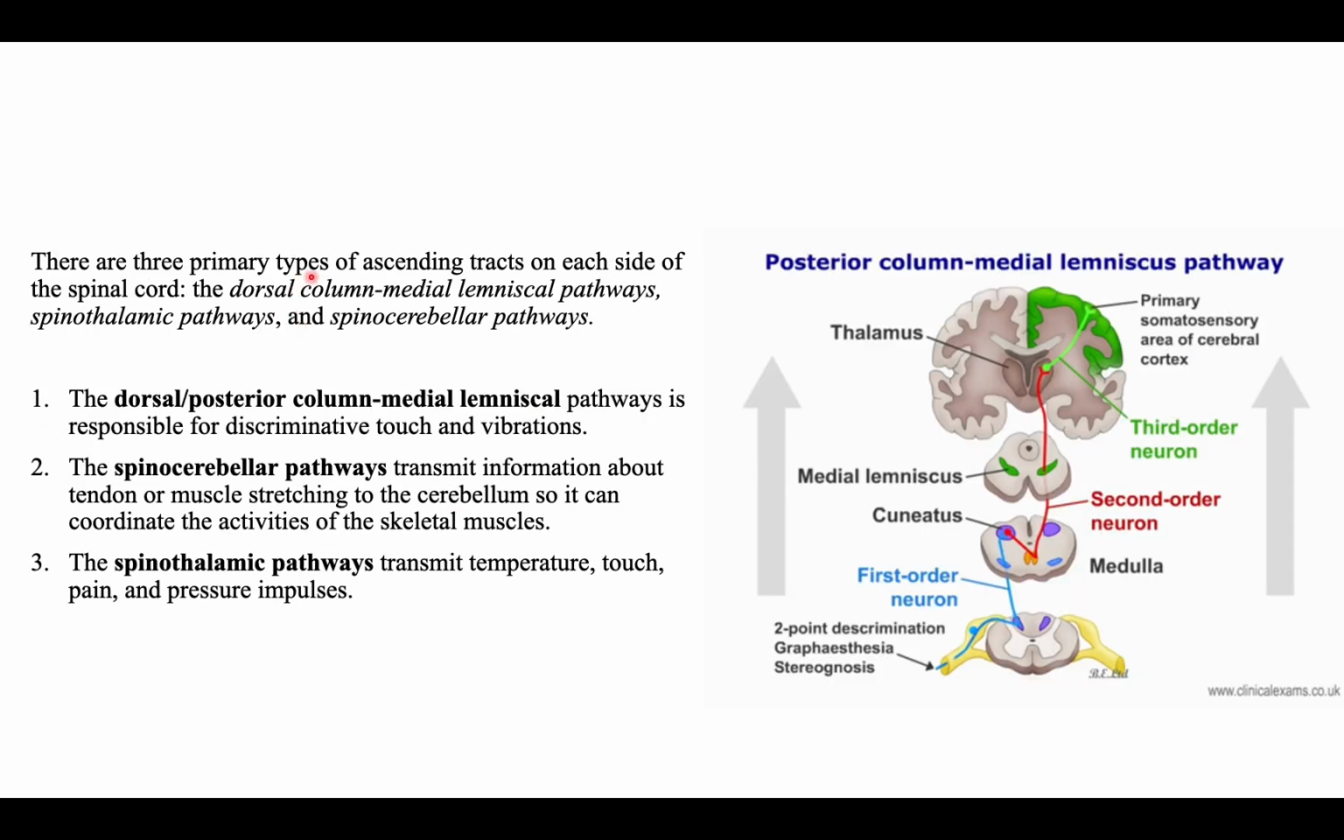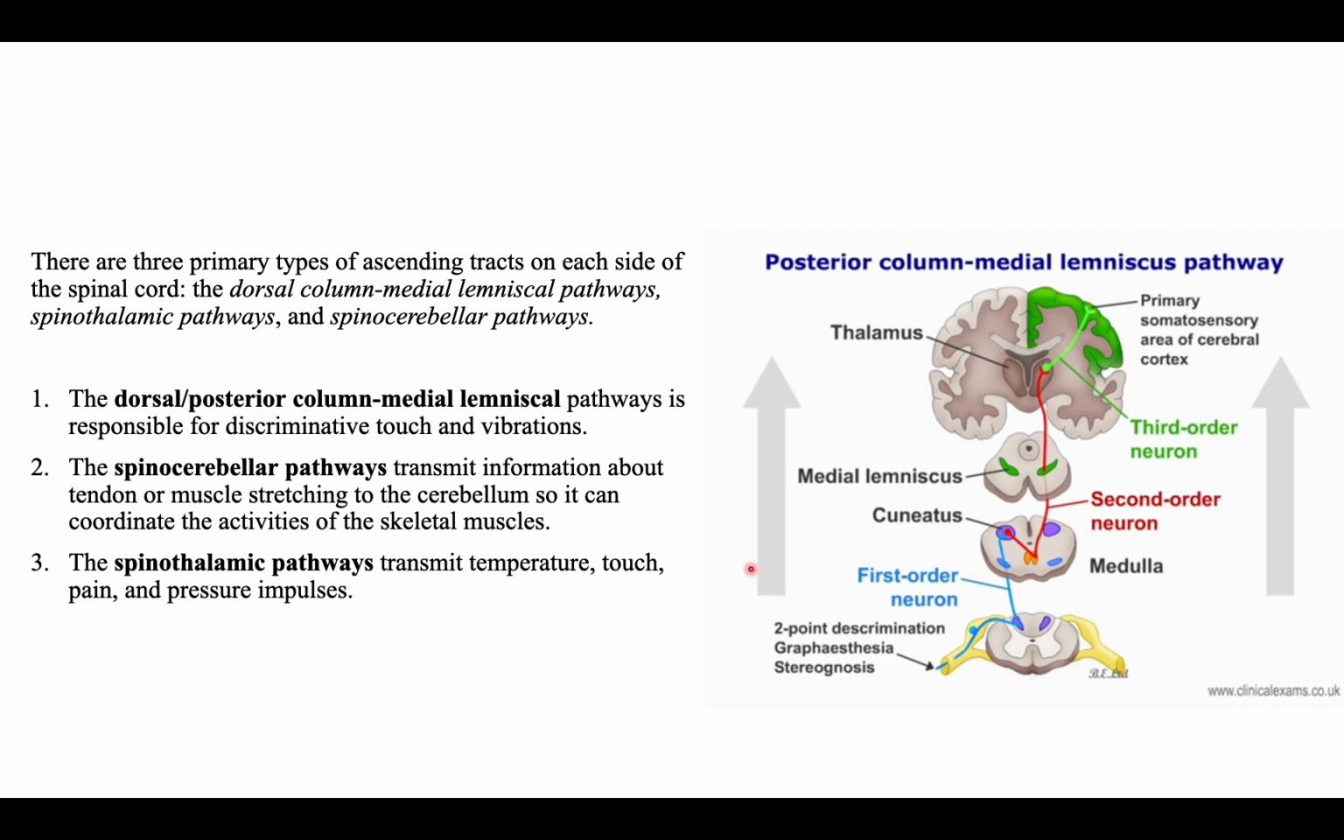There are three primary types of ascending tracts on each side of the spinal cord. You have the dorsal column medial lemniscal pathway, you have the spinothalamic pathway, and you have the spinocerebellar pathways. Let's take each of them one after the other. So we take the dorsal or posterior column medial lemniscal pathway. It is dorsal or posterior because the fibers enter the dorsal or posterior portion of the spinal cord, and then they ascend. Okay, that's why it's called the dorsal posterior column.